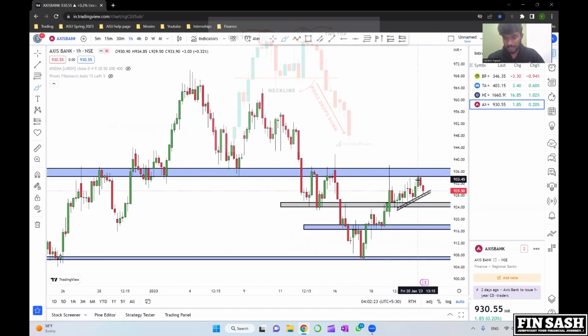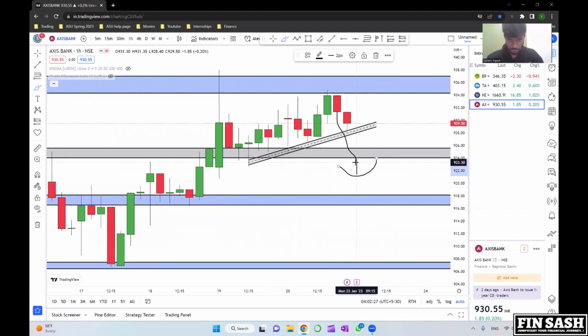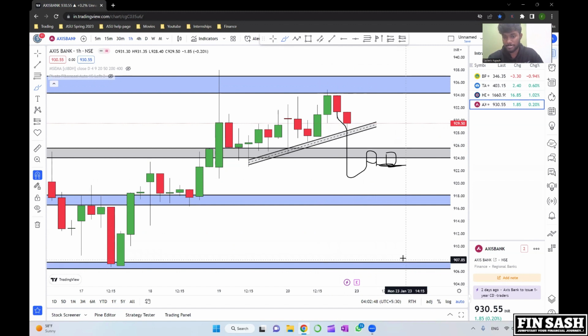So if this neckline breaks, which is most likely going to happen, and if there's a retest and a red candle after the retest, I take up the trade here, keep my stop loss above this level, and my first target would be this, my second target would be this. So you guys can copy the levels really quick.